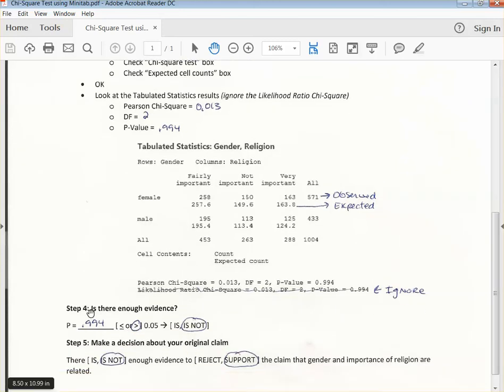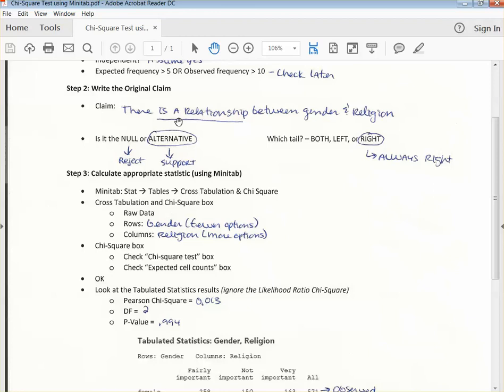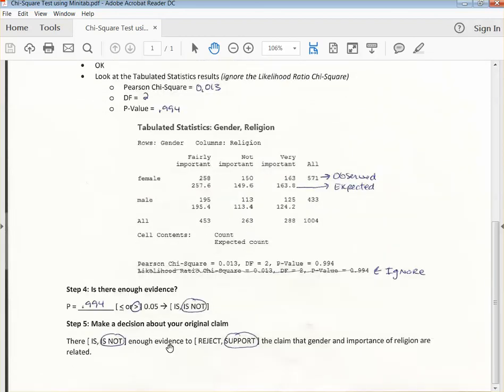So for step 4, is there enough evidence? Well, p is equal to 0.994. That is greater than 0.05, so it's an is not. There is not enough evidence. And remember, it's alternative because it is a relationship, so we're going to support. So there is not enough evidence to support the claim that gender and importance of religion are related. Basically, what does that mean? It means there's no relationship. There's nothing between gender and importance of religion.